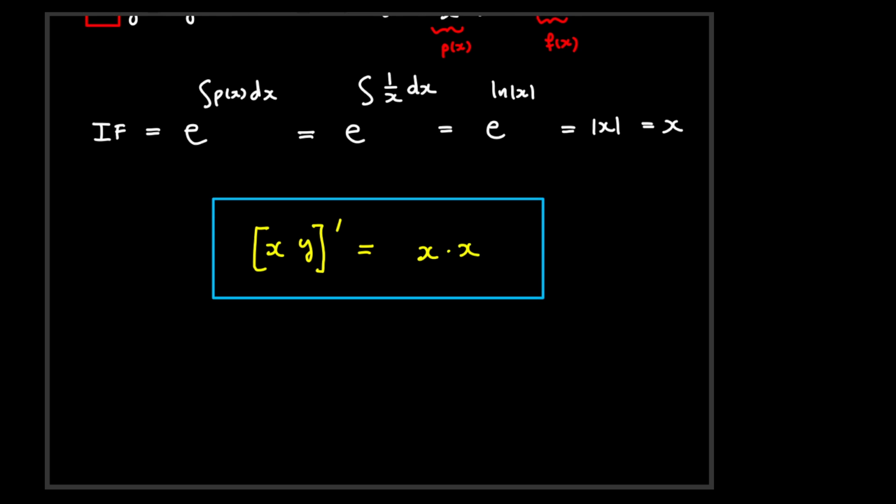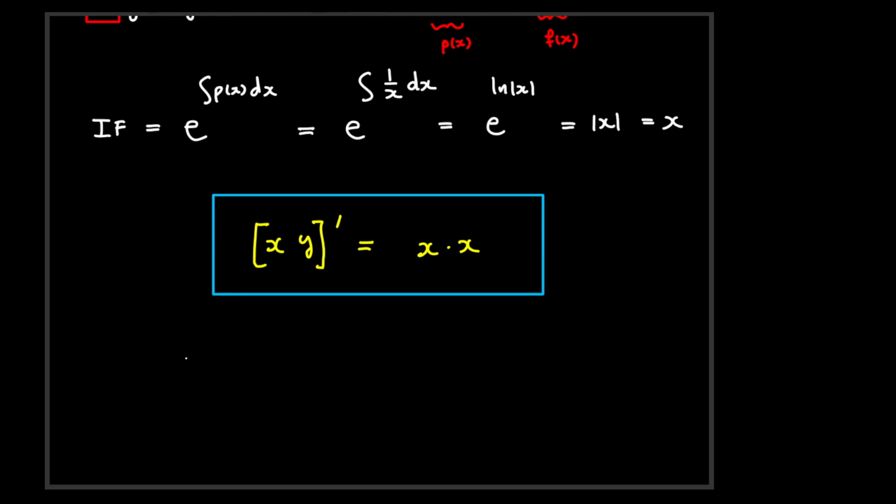Okay, great. So we can now solve this. This just means that x y prime is equal to x squared. And so we can integrate both sides here. The derivative of this function is the derivative of x times y. So that means that x times y is equal to the integral of x squared dx.